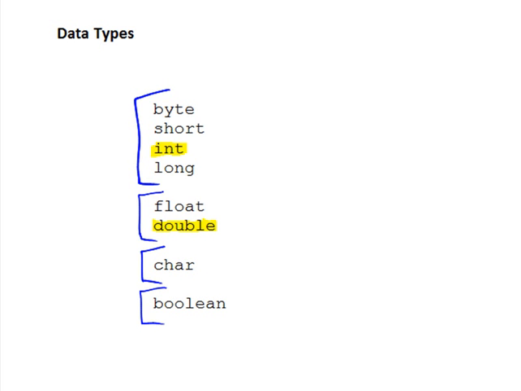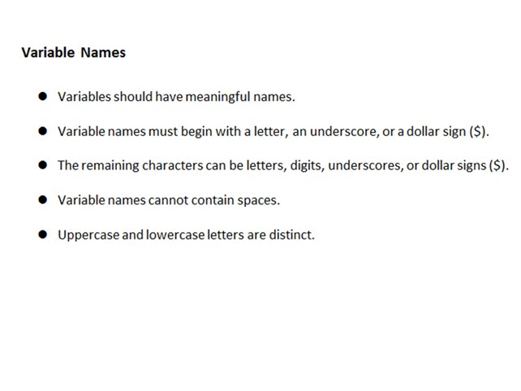Before we conclude the video, let's summarize the rules and the guidelines that you need to follow when you are making up variable names. First of all, variables should have meaningful names. You should avoid variable names like A, B, X, Y, names that don't really convey the meaning of the data that is stored in the variable. If a person's gross pay is going to be stored in a variable, go ahead and name the variable grossPay.